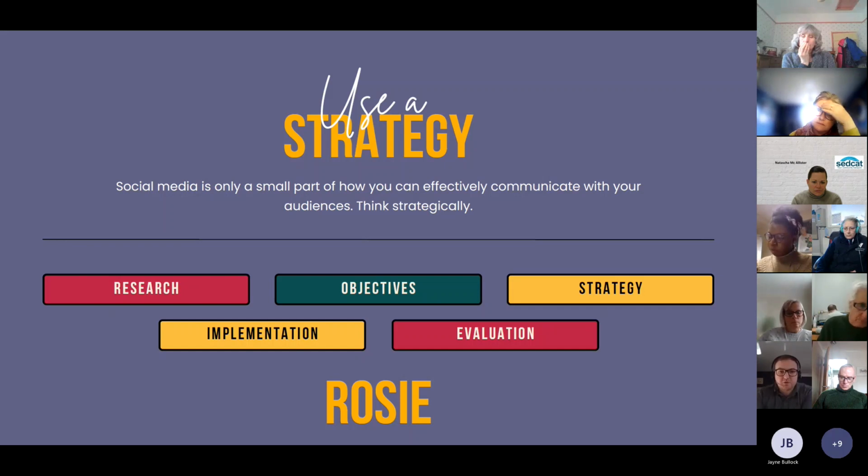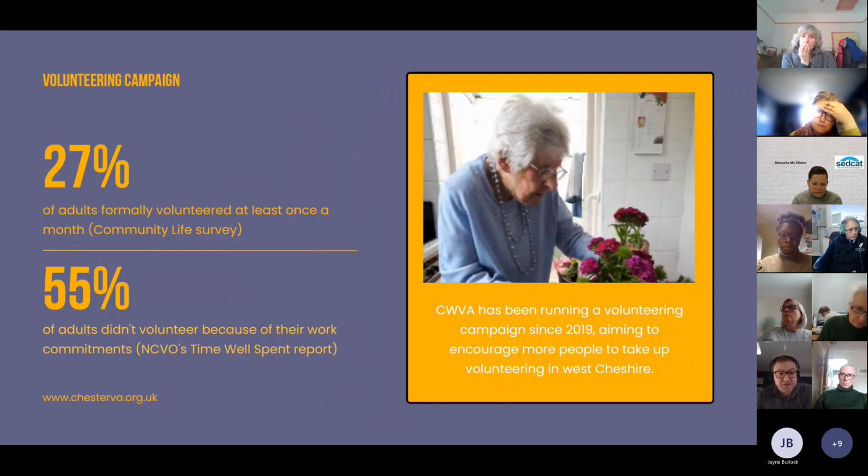So just quickly to put that into practice, as a live example, at CWV we've run a volunteering campaign since 2019. We run it each year as a continuous campaign now, and the aim of that campaign is to try and encourage more people across West Cheshire to take up volunteering. So just some of those elements I've just talked about in the last slide, in terms of the campaign and how you can run it based on a model.